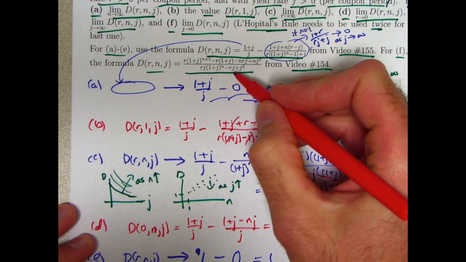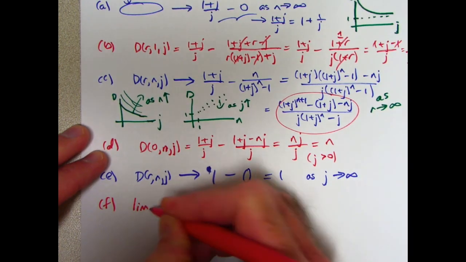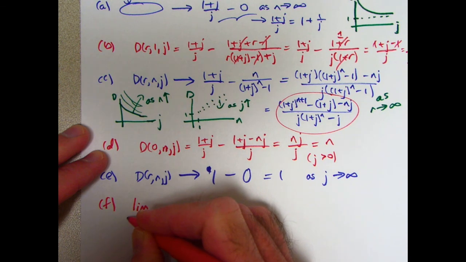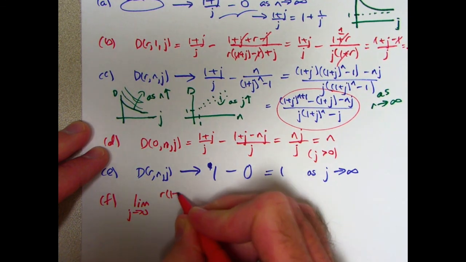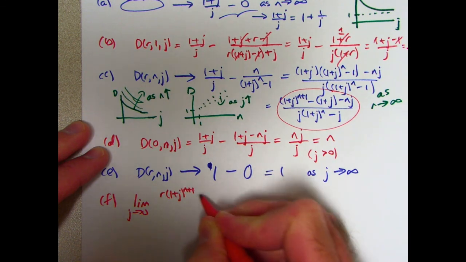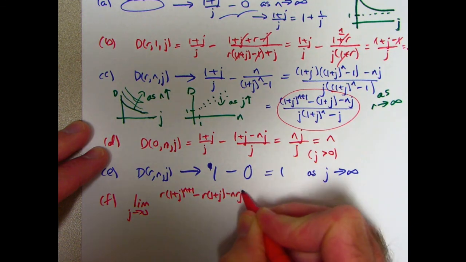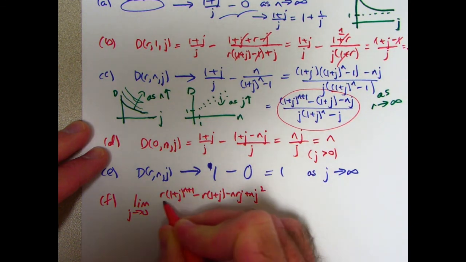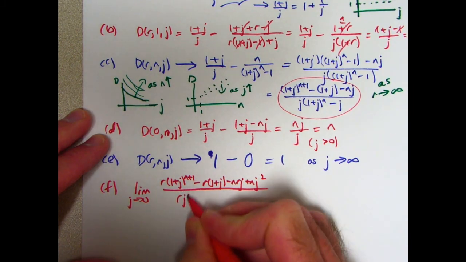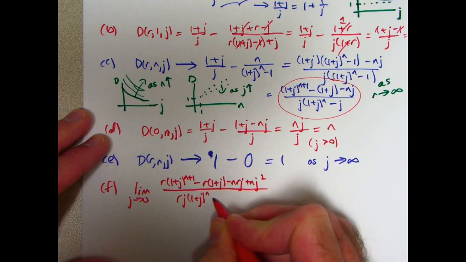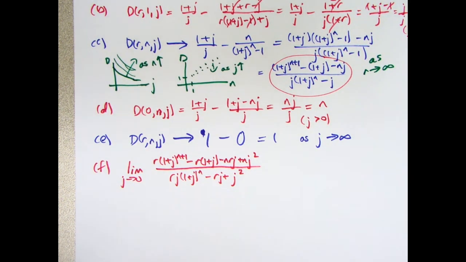We are going to use this formula so that we can apply L'Hopital's rule. So I'm going to go ahead and write the limit sign this time. I'm letting j go to 0. And I'm just going to write out the fraction that I showed you there. We are thinking of this now as a function of j for fixed r and n.